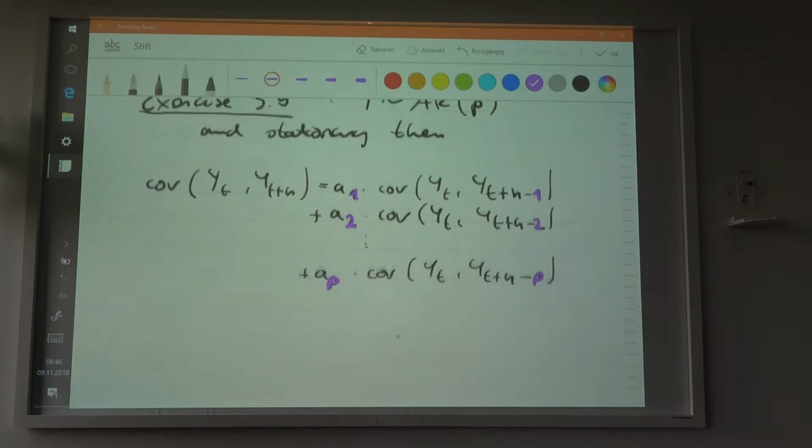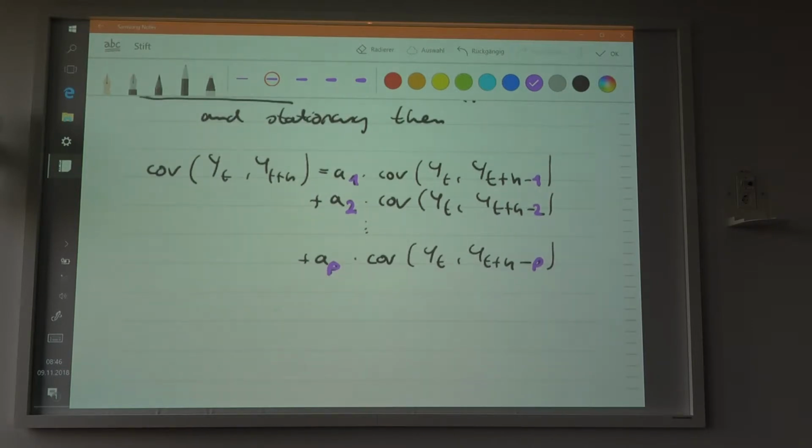Now, how would you do this? First off, of course, you can assume that yt is an autoregressive process. So basically, it looks like this: a1 times yt minus 1 plus a2 times yt minus 2 plus etc., plus ap times yt minus p plus the noise.